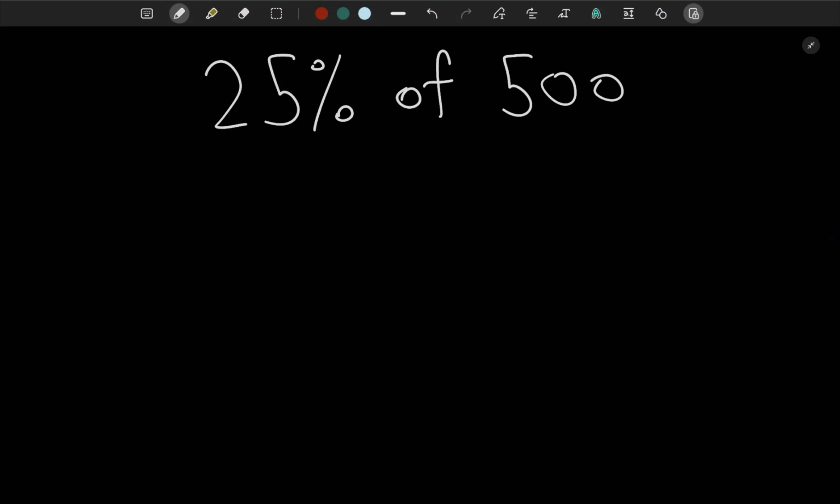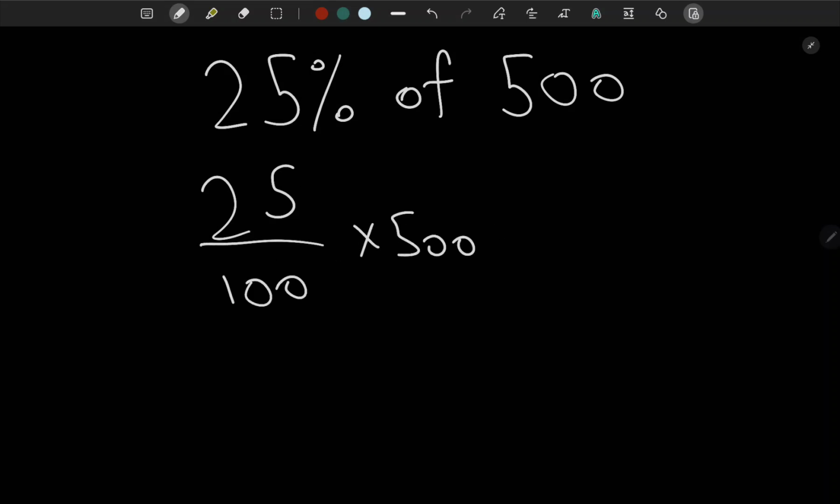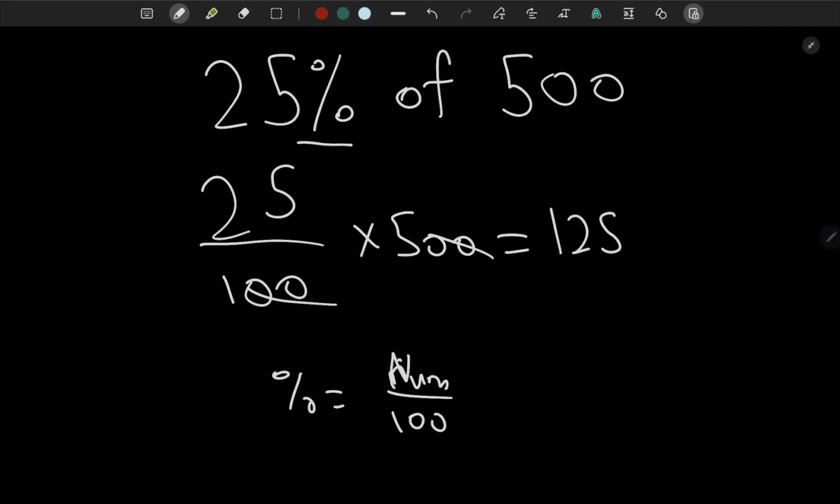So here we need to calculate 25% of 500. Again the same steps. So 25 over 100 multiplied by 500. And here we can cancel out the zeros. Now we are left with 25 times 5, which is 125, and that's it. So the sign of percentage is just, whatever the number is, that number over 100, and that's it. It's that simple.